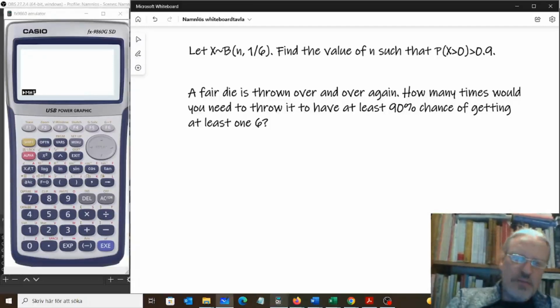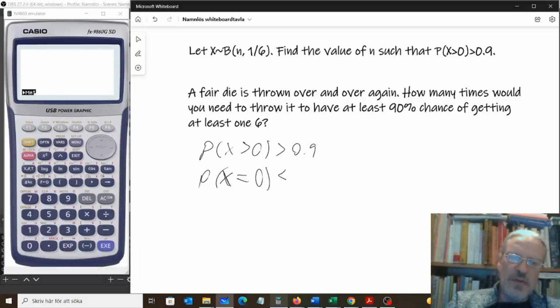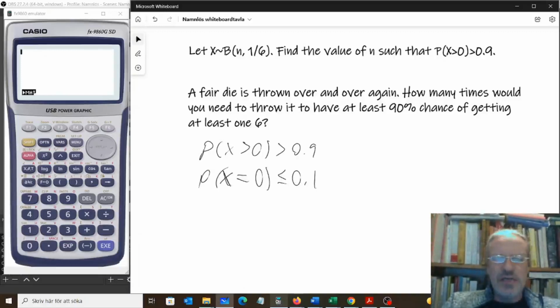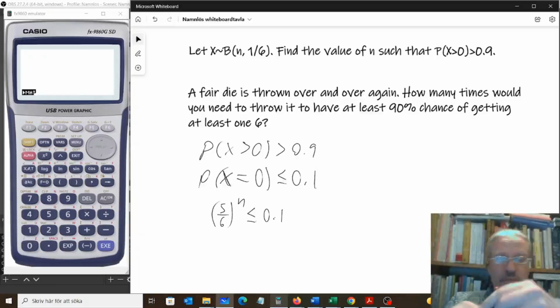And if we have that the probability that x is larger than 0 should be larger than 0.9, that is another way to say that the probability that x equals 0 should be less than or equal to 0.1. And to not get a 6, the probability for that is 5 out of 6. So in other words, what we want to find here is 5 out of 6 to the power of n, that is the number of trials, should be less than or equal to 0.1. What is the first number that will make this true?